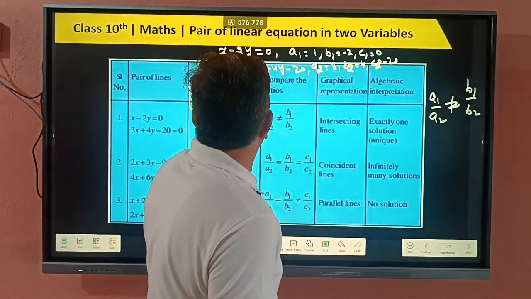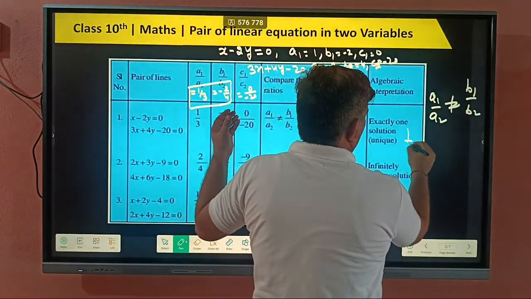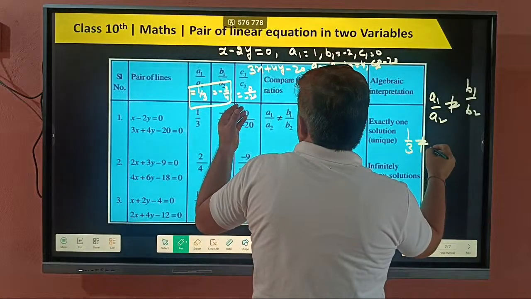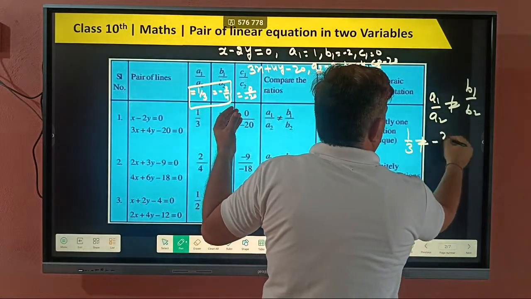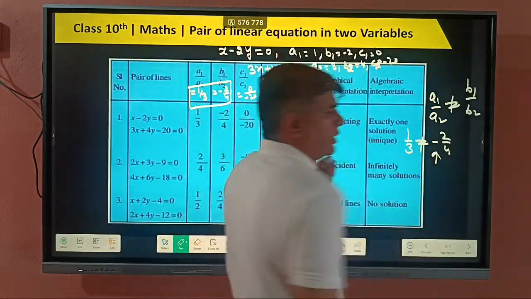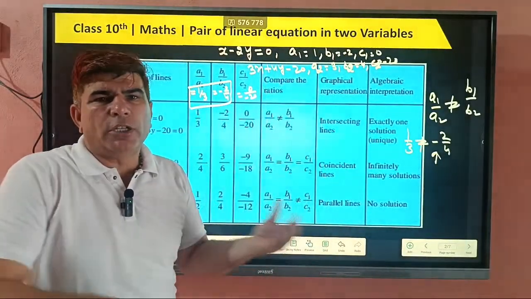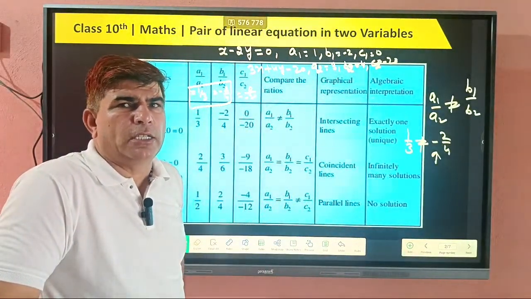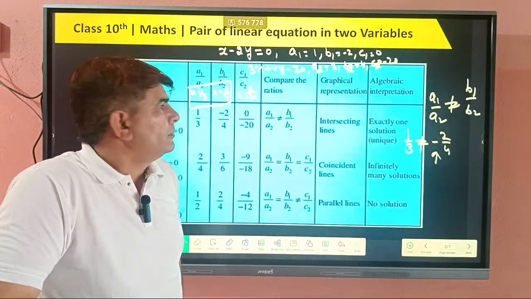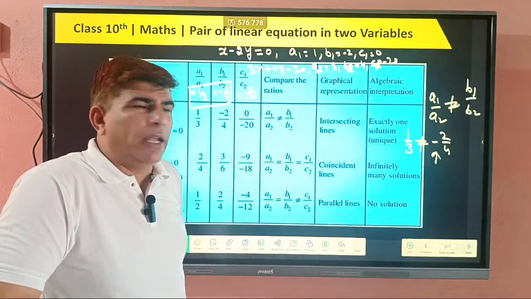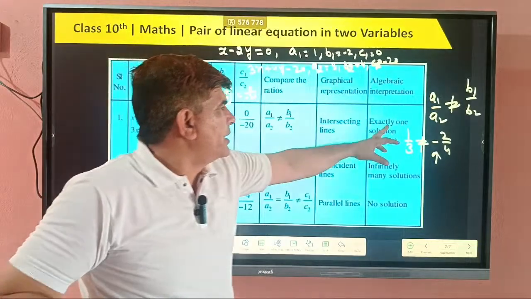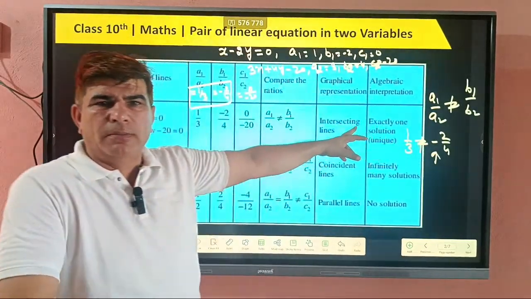The reason is this: 1 by 3 is not equal to minus 2 by 4. You know about this. So how many solutions exist? A unique solution exists. So what type of line is it? Intersecting lines. Exactly one solution, I have written in this.